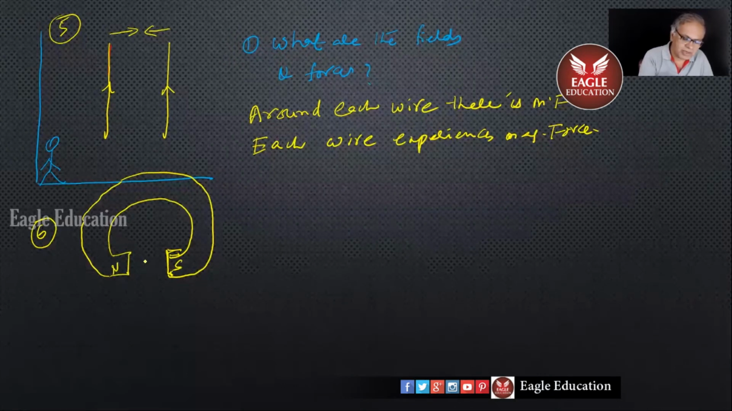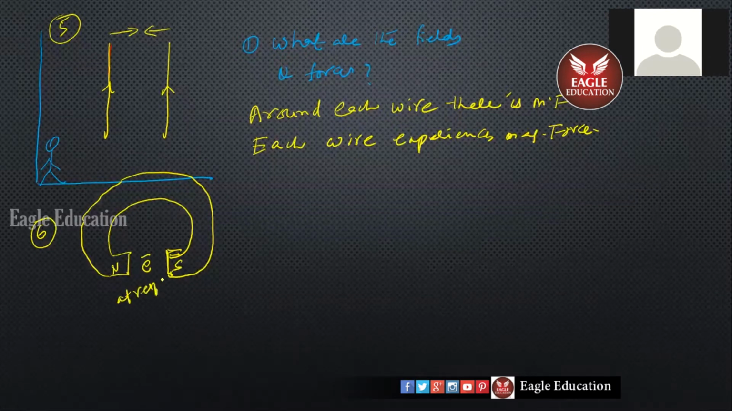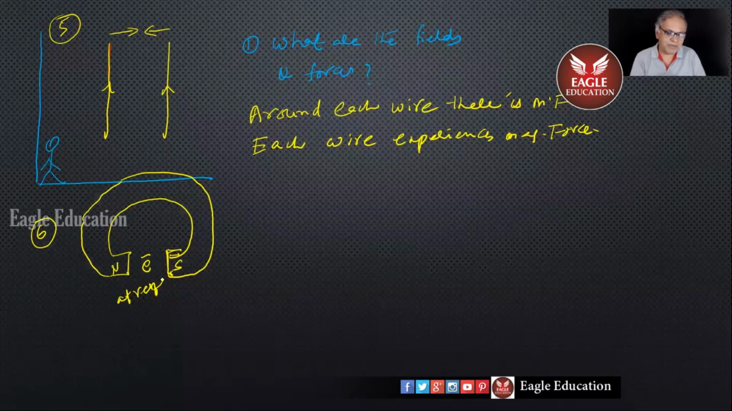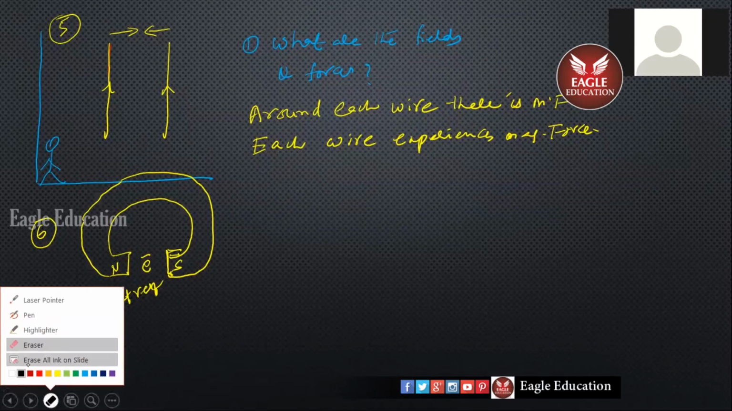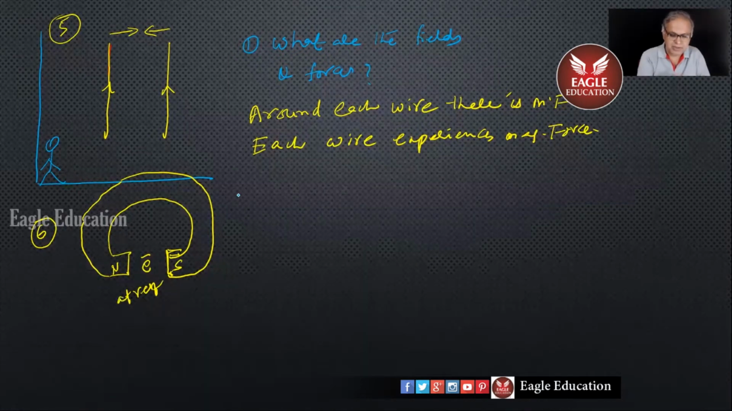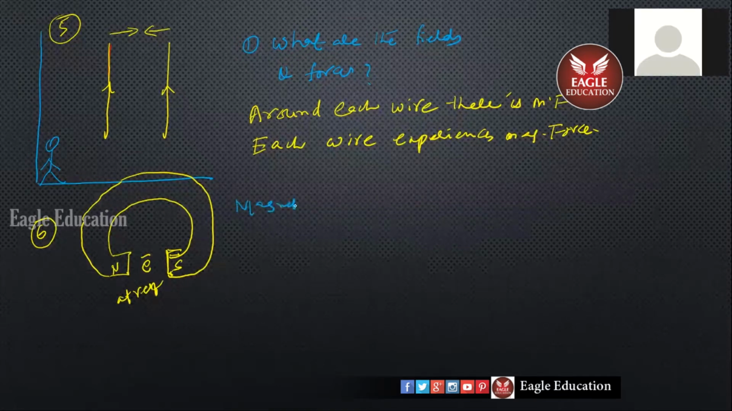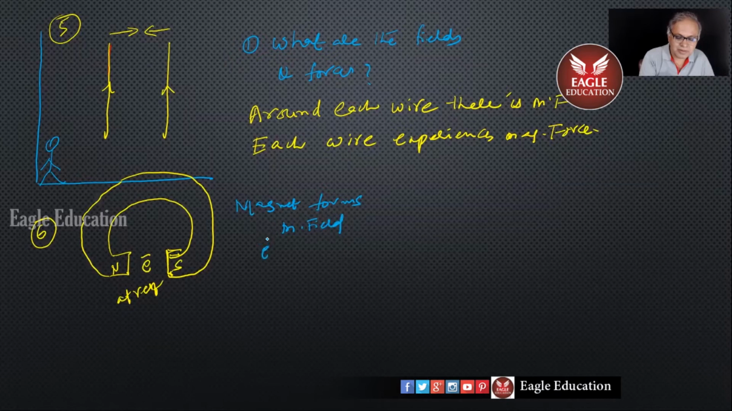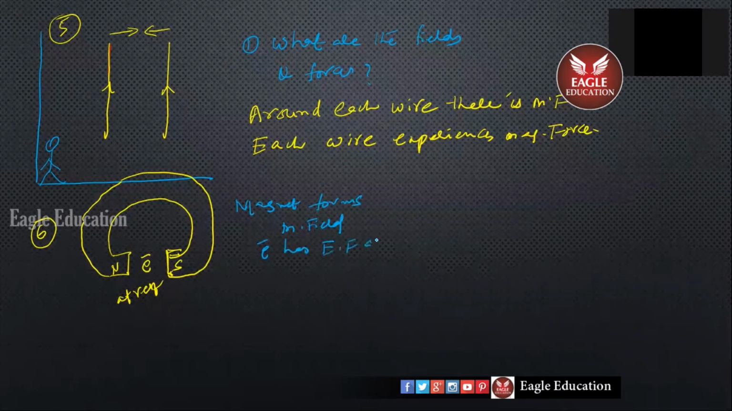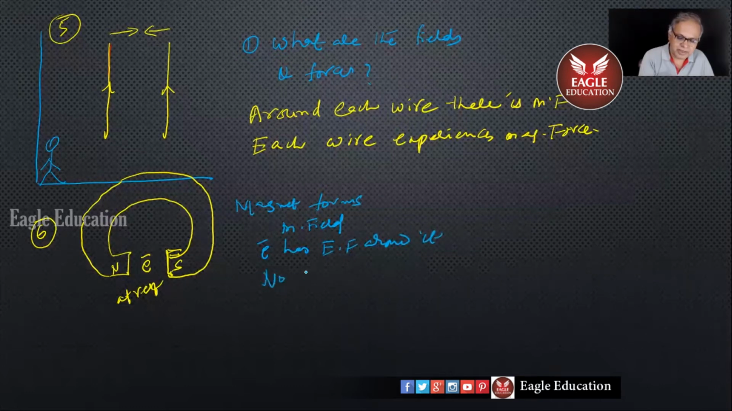Right. This is North Pole, this is South Pole, for example. Here, I place one electron at rest. Now, Sihit, tell me what's going to happen. The horseshoe magnet forms. Sir, nothing will happen to the electron. Yeah, nothing will happen to the electron. Magnet forms a magnetic field. Electron has an electric field around it and no interaction, right?